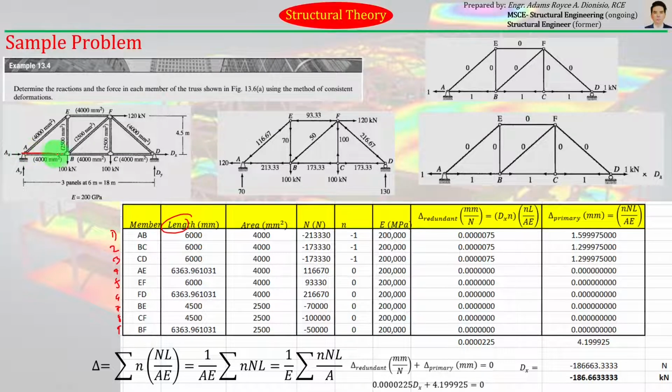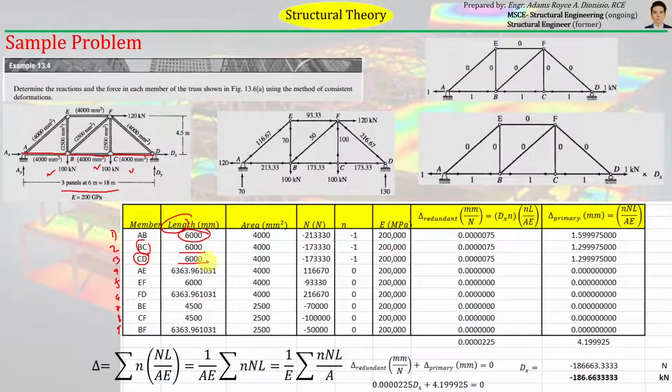AB, this is AB. Its length is, since it says here that there are 3 panels at 6 meters, therefore these 3 panels that we are seeing here has a length of 6 meters or 6,000 mm. That's why you are seeing here 6,000. For member AB, for member BC, its length is 6,000 as well. And for member CD, its length is 6,000 as well. And so on and so forth.